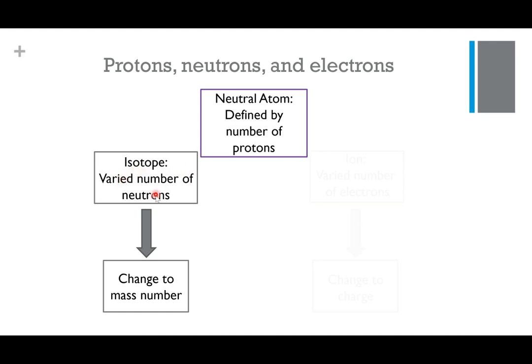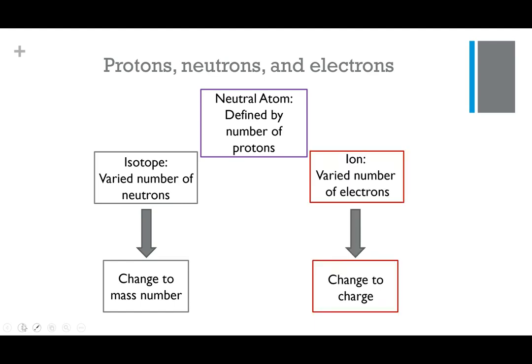So by varying the number of neutrons, what do I change? I change the mass, right? Neutrons are neutral, no charge. I change the mass, okay? What's the other subatomic particle that we haven't really talked much about yet? The other subatomic particle is the electron. So electrons, I can also vary the number of electrons in a particular atom.